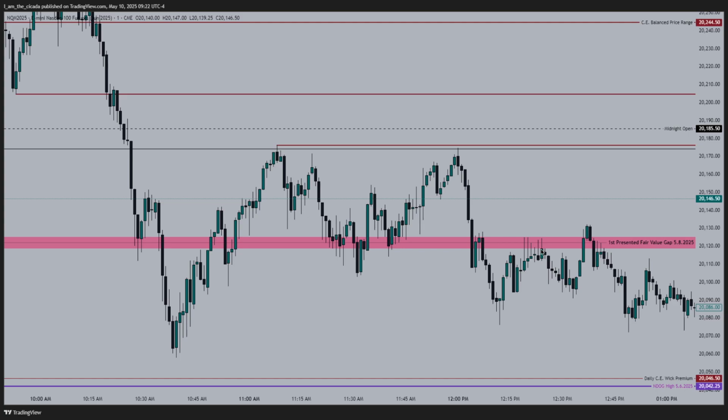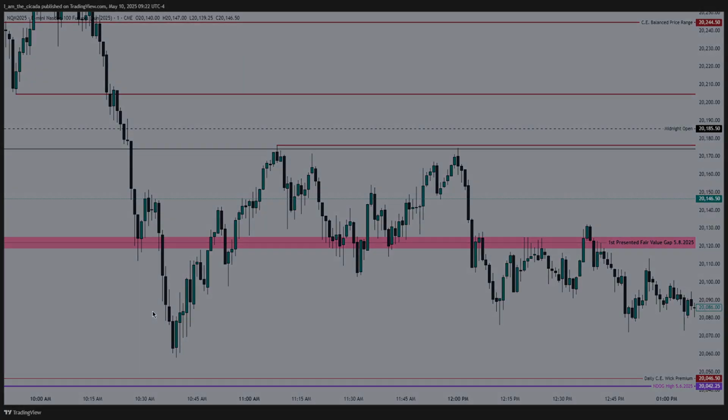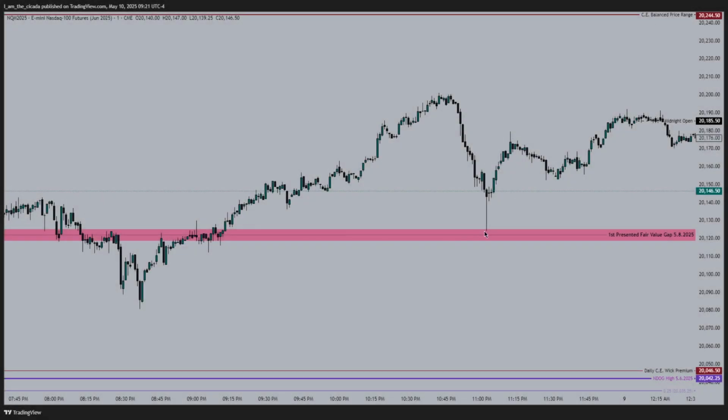Cross the consequent encroachment level, cross the consequent encroachment level, drop lower, above the first fair value gap, back beneath it, push back into the CE again, run lower again, and on the next slide, I'm going to be showing the sell-side liquidity levels that we took within the run lower here. Here they are, this level here, and this low here.